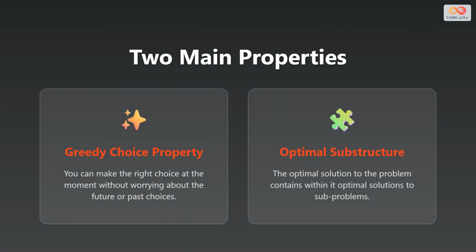For a greedy algorithm to work correctly, the problem usually needs to possess two specific properties. First is the greedy choice property. This means you can make the right decision now without reconsidering it later. Second is optimal substructure. This means that the optimal solution to the big problem contains within it the optimal solutions to its smaller subproblems.